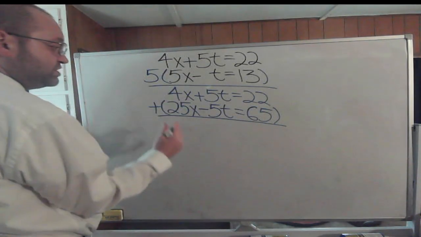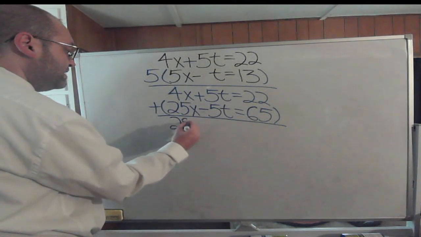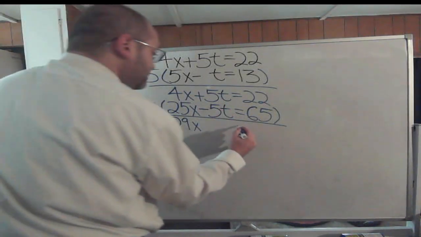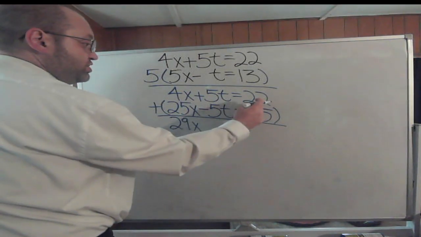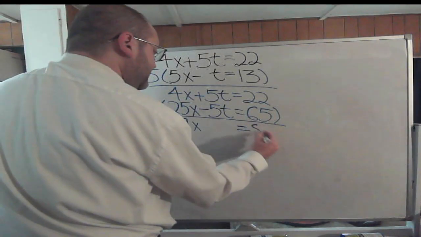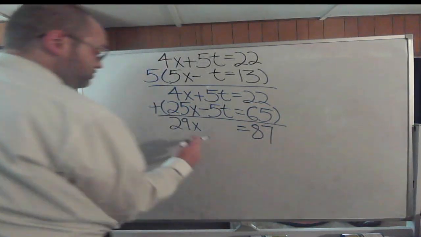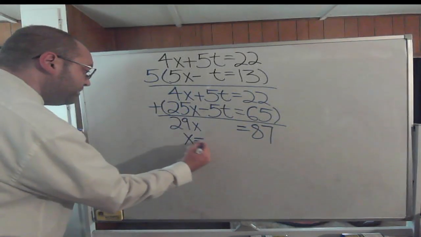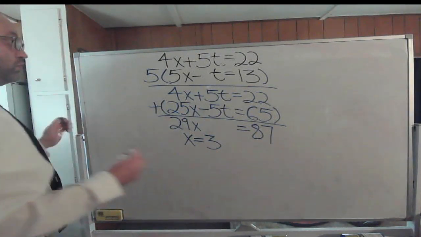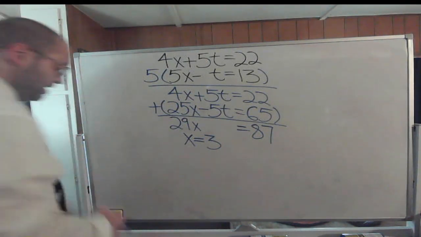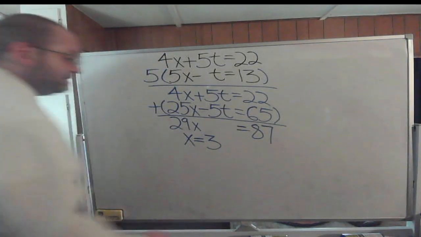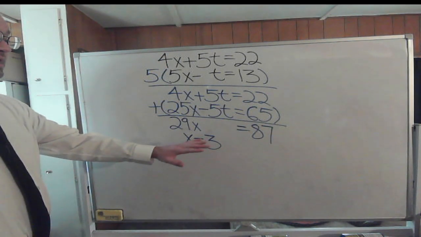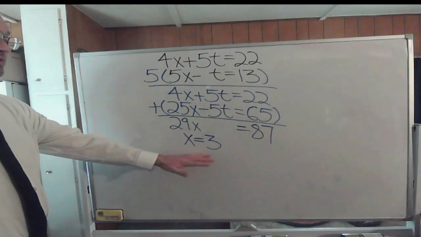So 4x plus 25x, that's 29x. 5t minus 5t is 0. You just get is equal to 22 plus 65, that's 87. So 29x equals 87, which means x equals 3. So you get x equals 3. 3 is the coordinate of your x value of the solution.